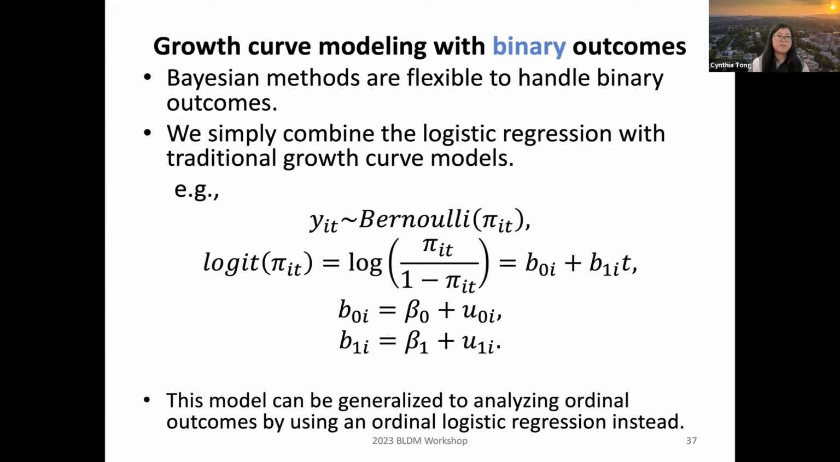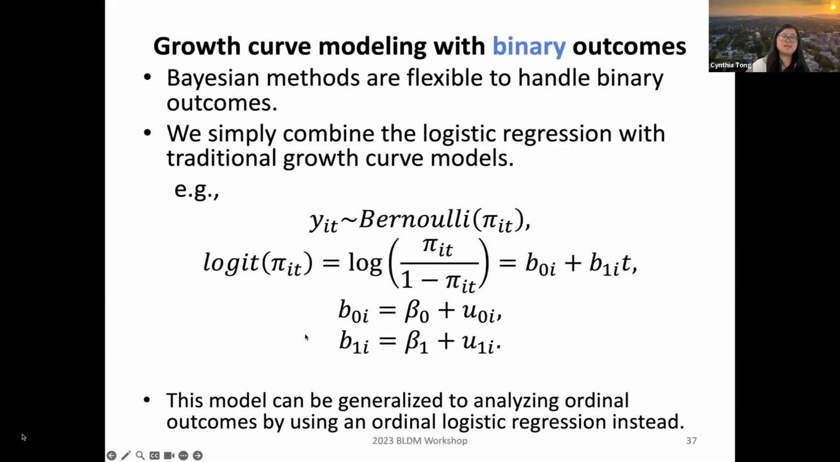If our outcomes are binary, we simply combine a logistic regression with traditional growth curve models. Traditionally we have Y_it equals b_0i plus b_1i times t plus the error. But now we put that model together with a logistic regression. So instead of having Y_it follow a normal distribution, it follows a Bernoulli distribution with the proportion pi_it, and this logit of pi_it can be regressed on time. So it's b_0i plus b_1i times time equals logit pi_it.